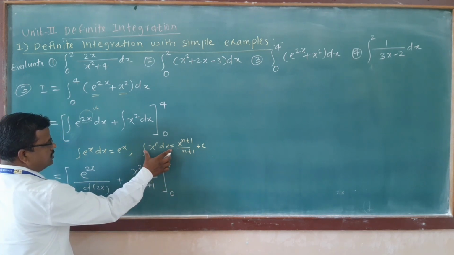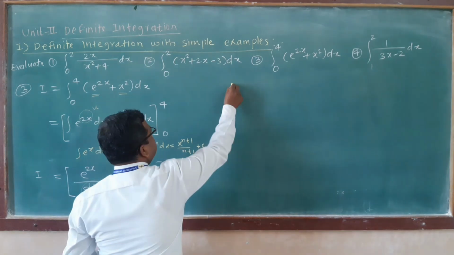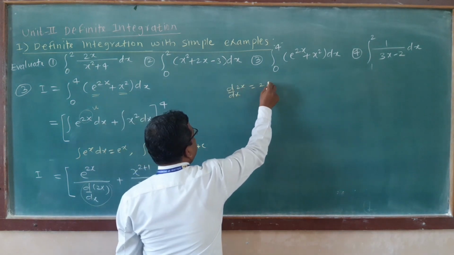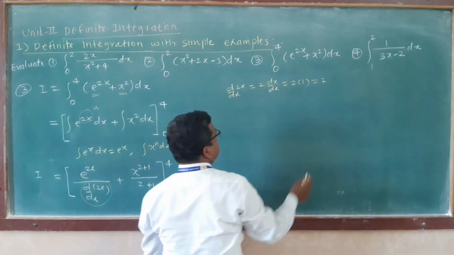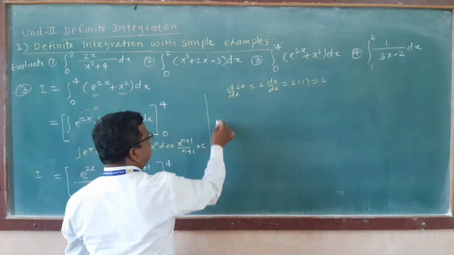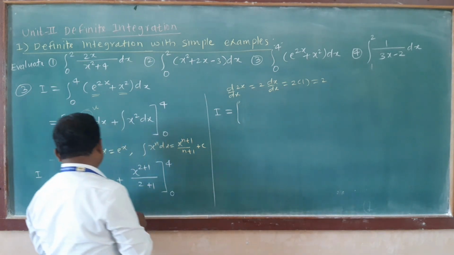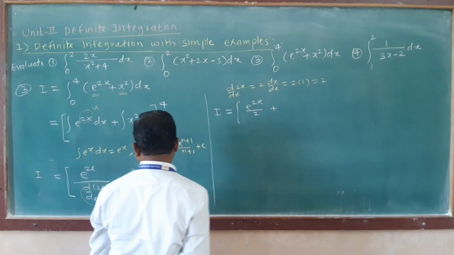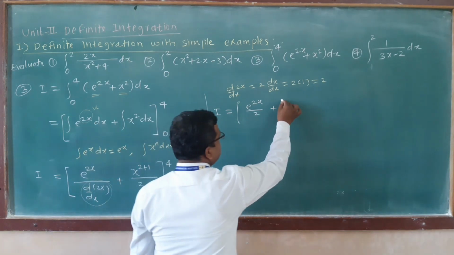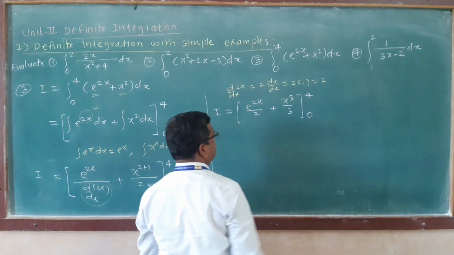4 using this result. Now derivative of 2x, right, derivative of 2x which is 2 d by dx of 2x is equal to 2 into d by dx of x which is equal to 2 into 1 which is 2. Therefore this I is equal to e raised to 2x upon 2 plus this will be x cube upon 3 from limits 0 to 4.